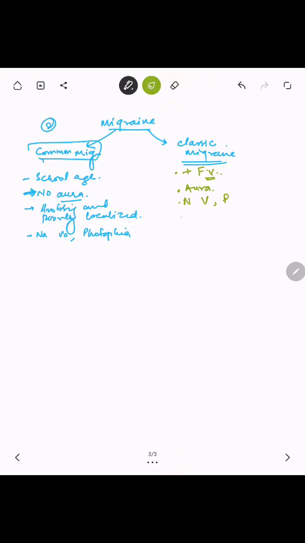While on the other hand, classic migraine, one thing to remember is that there is positive family history. Okay, and there is aura. It can be auditory, it can be visual, like blurred vision, like scotomas, like flashing lights, zigzag lines. Okay, or maybe some problem in vision.